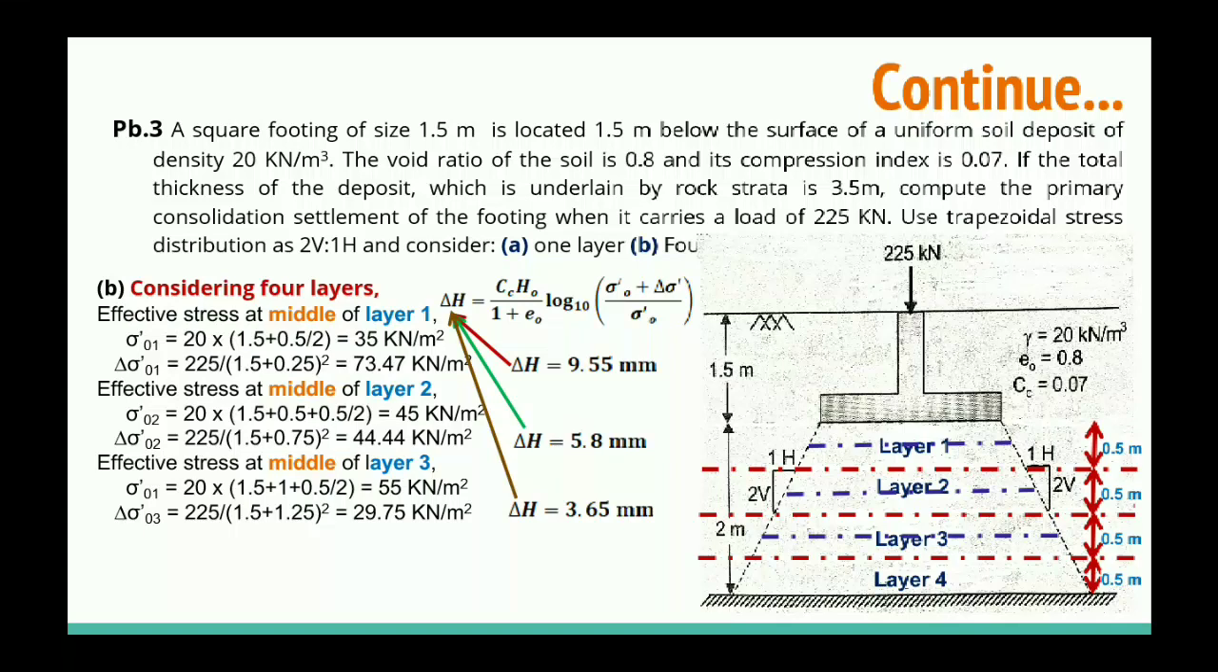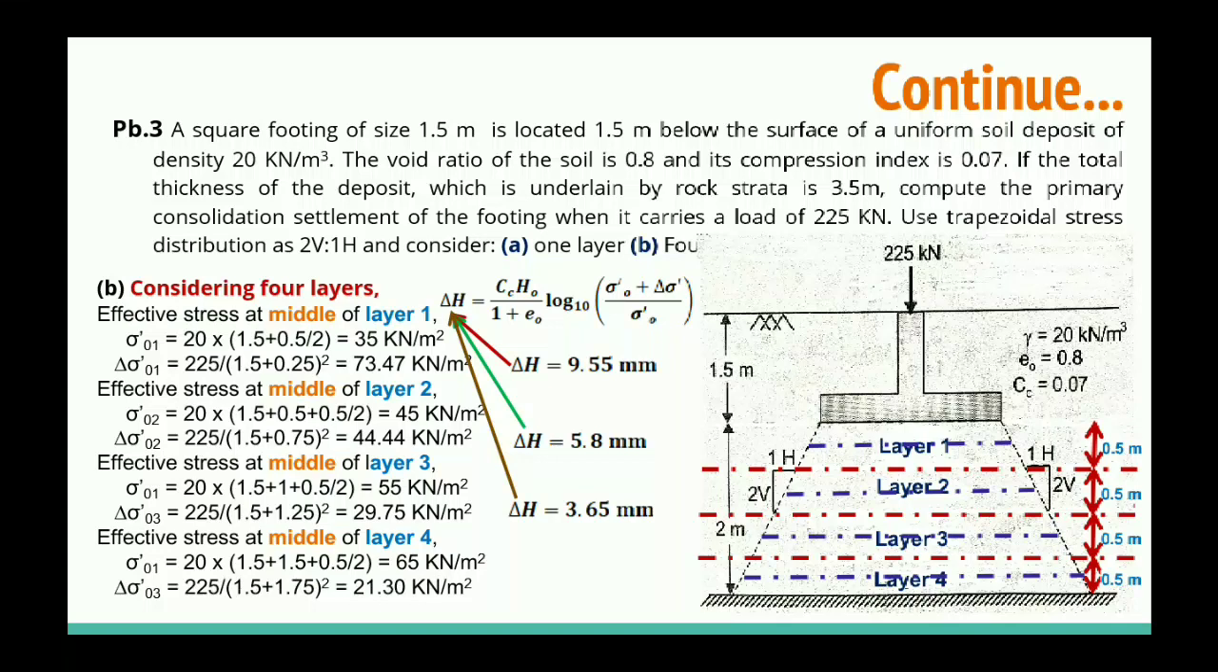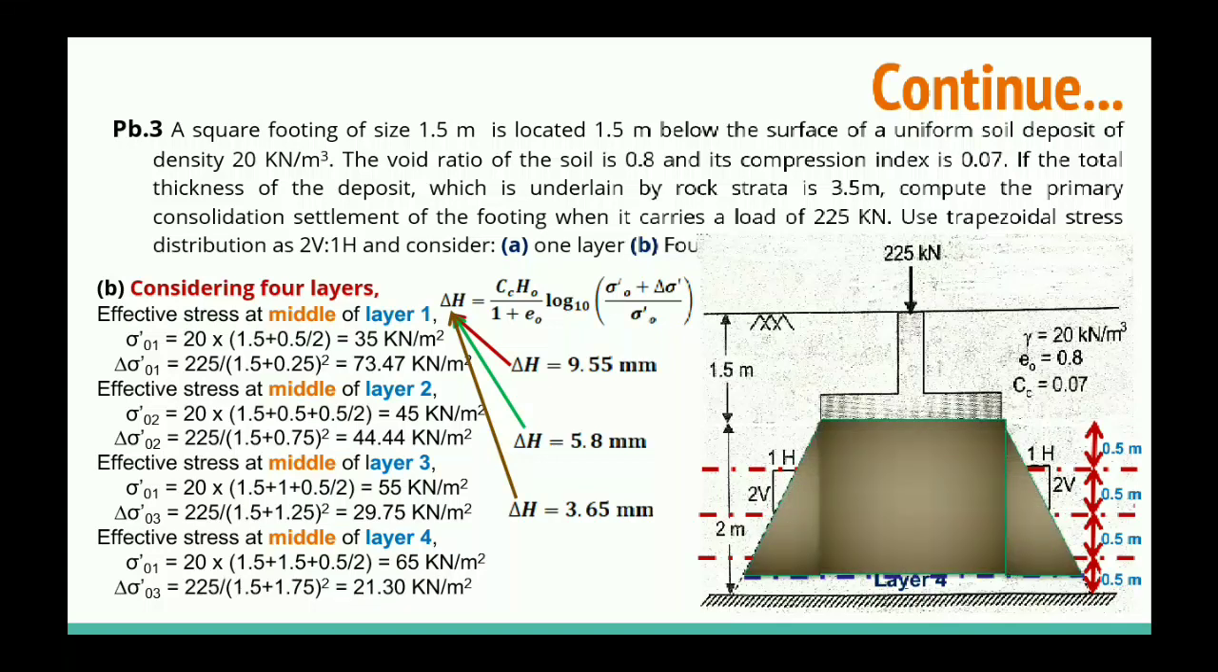Okay, similarly we can calculate for the fourth layer. The same procedure we are doing. The vertical height from the bottom of the footing is 1.75 meter, and we can calculate the initial effective stress, which we get as 65. We can calculate the change, and this shows the dispersion pattern for the fourth layer. Using the above relation, we can calculate the total settlement for the fourth layer, and we get 2.39 mm.